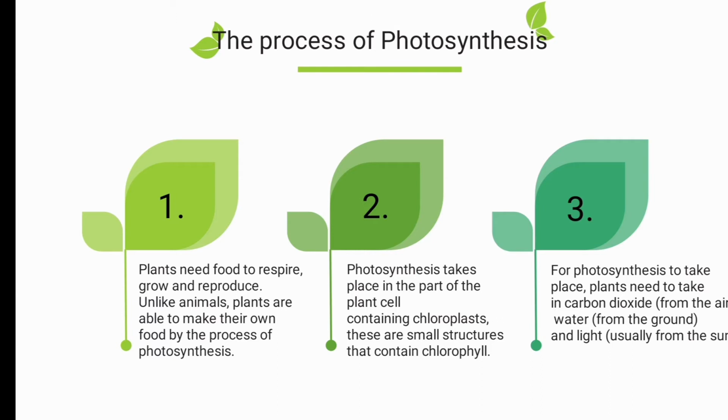The process of photosynthesis. First, plants need food to respire, grow, and reproduce. Unlike animals, plants are able to make their own food by the process of photosynthesis. Second, photosynthesis takes place in the part of the plant cell containing chloroplast. These are small structures that contain chlorophyll, and the last, for photosynthesis to take place, plants need to take in carbon dioxide from the air, water from the ground, and light, usually from the sun.